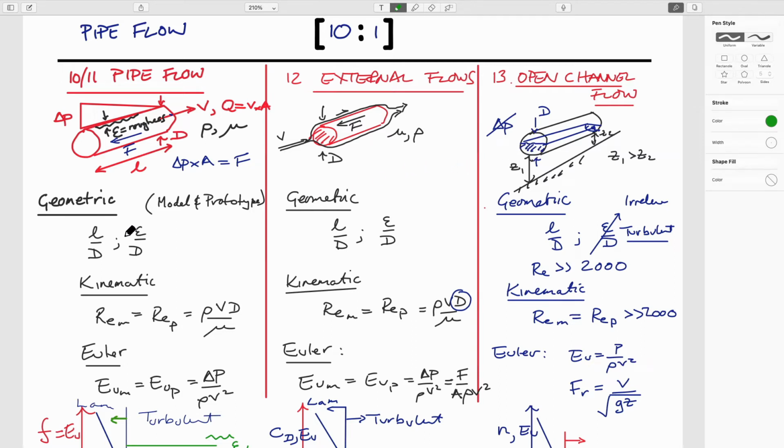And the similarity between these is that for a pipe, we can define exactly how many variables we'd have to accommodate to be able to get the relationships for flow in a pipe.